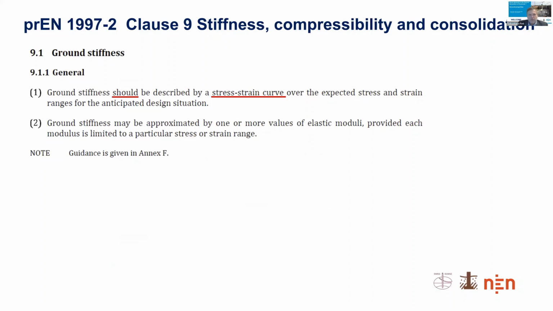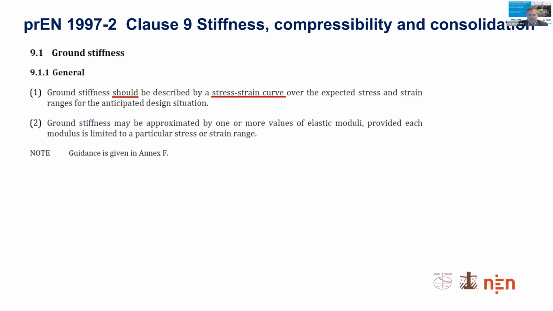Shifting to clause 9, dealing with stiffness, compressibility, and consolidation. Let's start with stiffness. The suggestion, again, this is a should, is to describe the ground stiffness in terms of the full stress-strain curve over the expected stress and strain range for the anticipated design situation. And this is also something that we find consistently throughout Eurocode 7.